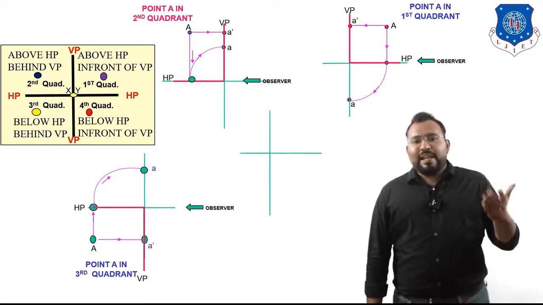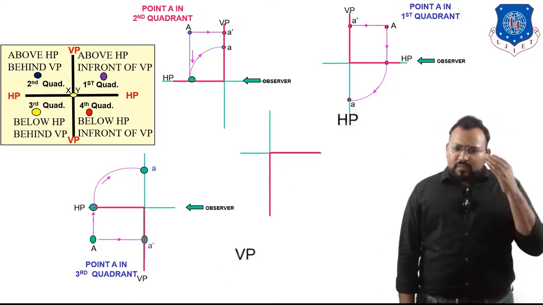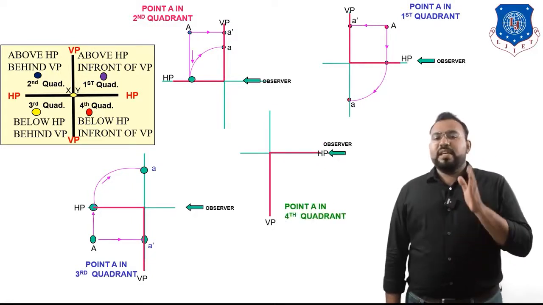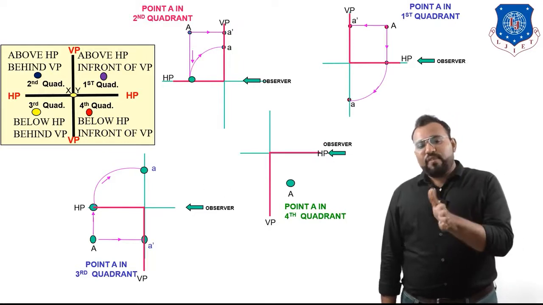Now let us take another point in the fourth quadrant. So this is the fourth quadrant. Let us take a point in the fourth quadrant. Yeah, so this is the point. This is point A, which is in the fourth quadrant.